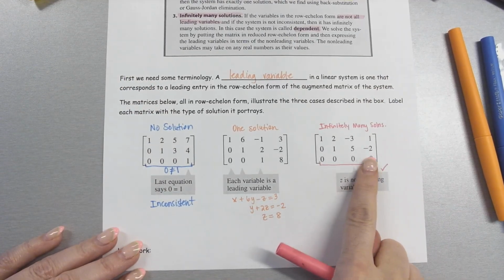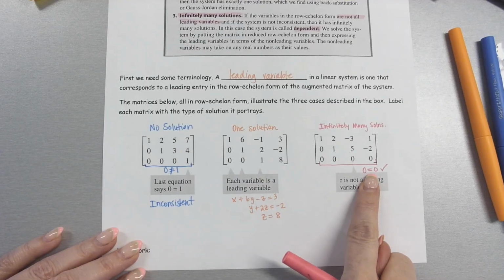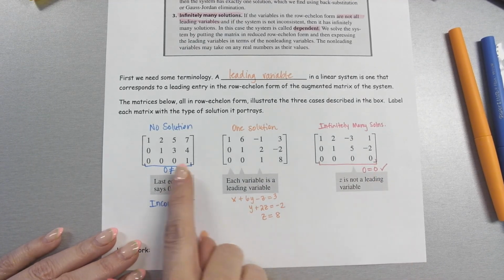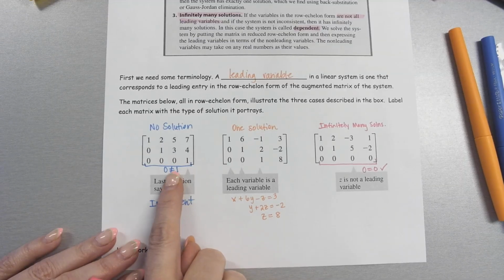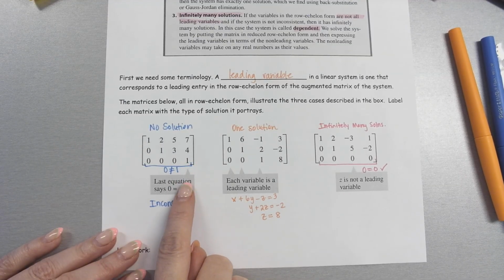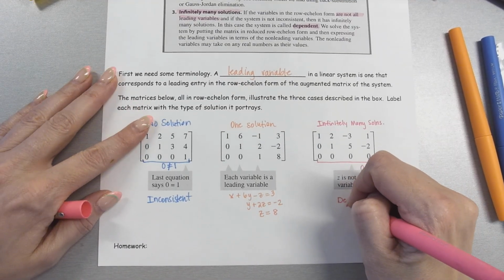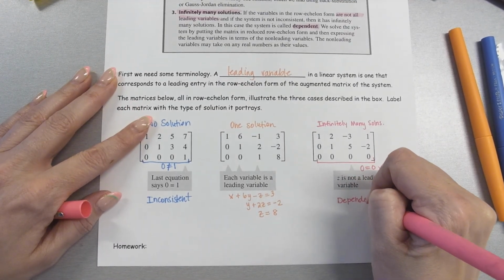Okay, because you don't have that leading 1, it produces a true statement. If you do have that 1 there, or any constant, then you'll get a false statement. Okay, and we call that dependent.